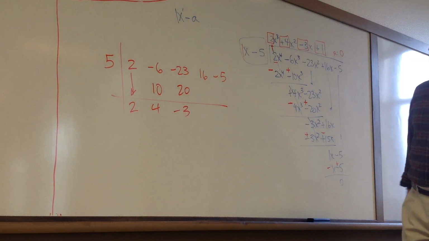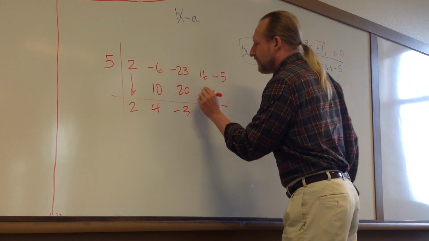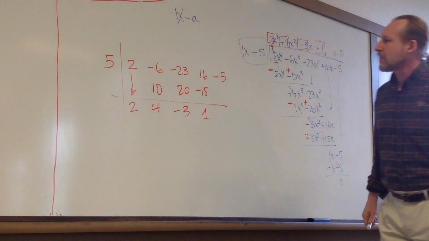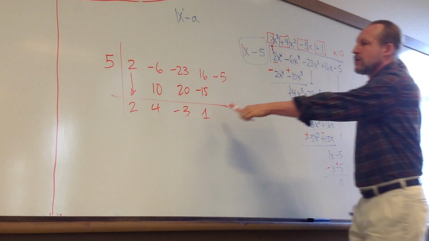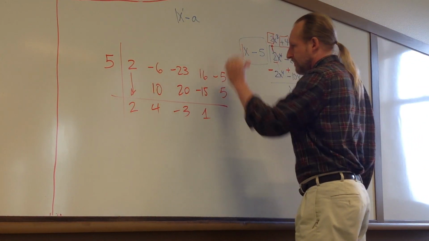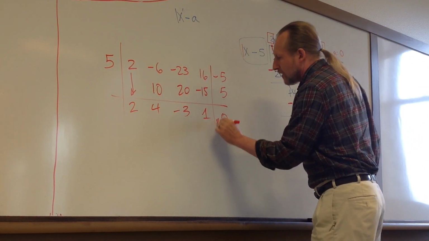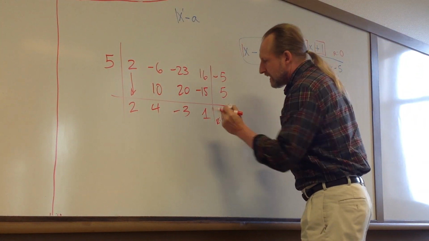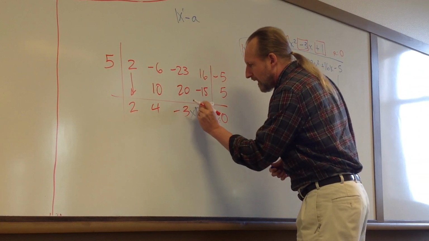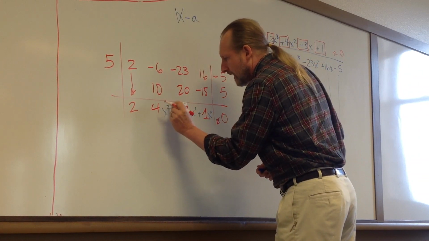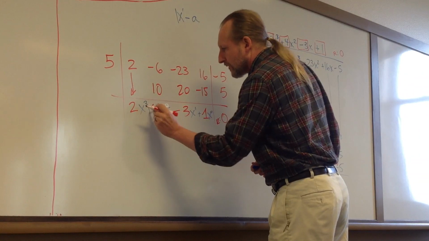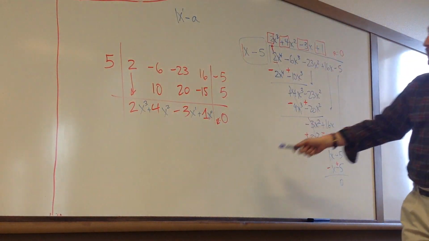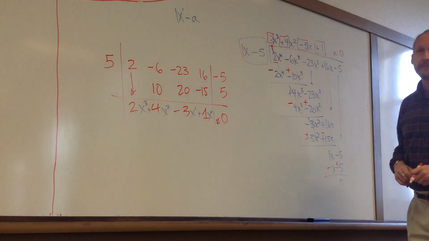Where does the 1 come from? Negative 3 times 5 makes negative 15. 16 minus 15 is 1. And then to know the remainder, you go 1 times 5. 5 and negative 5 make 0. So there's our remainder. And these are the powers of x. Technically, this is x to the 0 power, x to the first, x to the second, and x to the third. So there's our answer: 2x to the third plus 4x squared minus 3x plus 1.